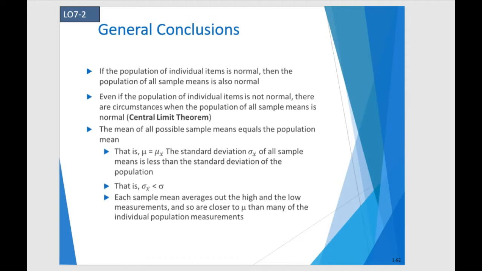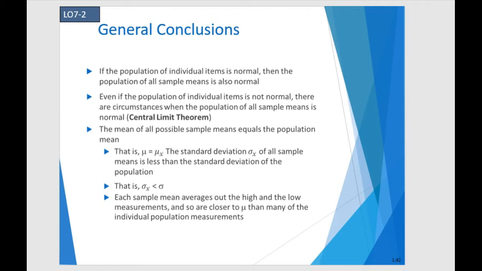All right, the mean of all possible sample means equals the population mean. We went through that in the last slide. That is, mu is equal to mu of x bar. The standard deviation sigma x bar of all sample means is less than the standard deviation of the population. Also in the last slide, that is yes and yes. Each sample mean averages out the high and low measurements, and so are closer to mu than many of the individual population measurements. Okay, so that's important to note.